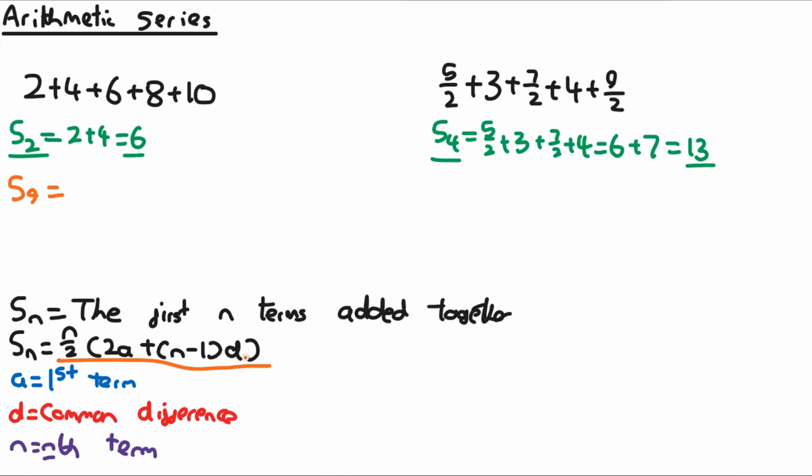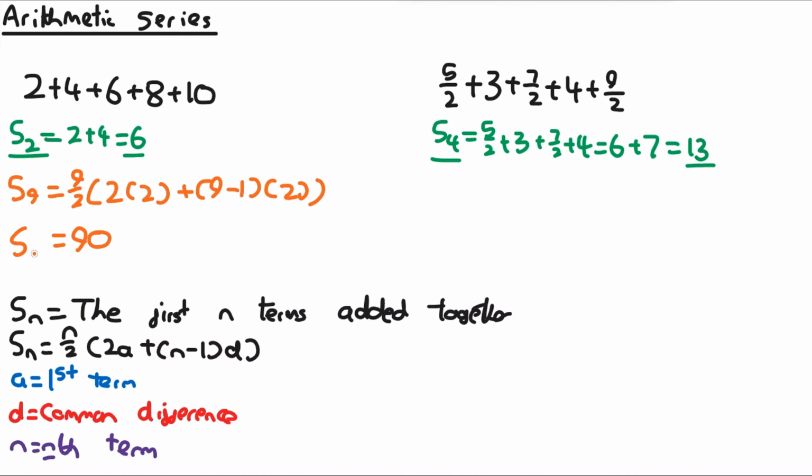Well, we can use this formula here, where n is equal to 9, so it's going to be 9 over 2, and then it's going to be 2a, and we know that a is the first term, and it's equal to 2, so it's going to be 2 times 2 plus n minus 1, so it's going to be 9 minus 1, and then d, we talked about before, is going to be 2, because it's plus 2 between each term. So it's going to be 2 like this, and then close bracket. And if we put this into a calculator, this is equal to 90. So S9, the first 9 terms added together, is equal to 90.